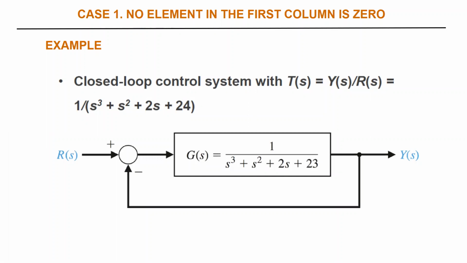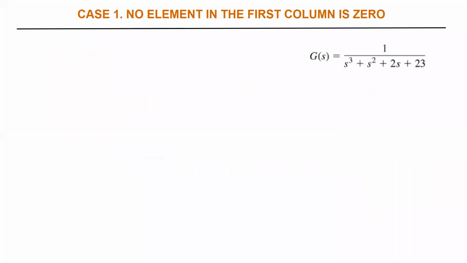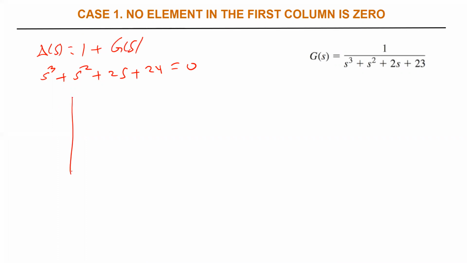Suppose this is the example which I have. This is G. Let me put the characteristic equation. So this is G of S. What is the characteristic equation? Can somebody tell me? Delta of S equal to what? 1 plus G of S, which is going to be S cubed plus S squared plus 2S plus 24 equal to 0. Do you agree? 23. No, 24, just add the one directly.